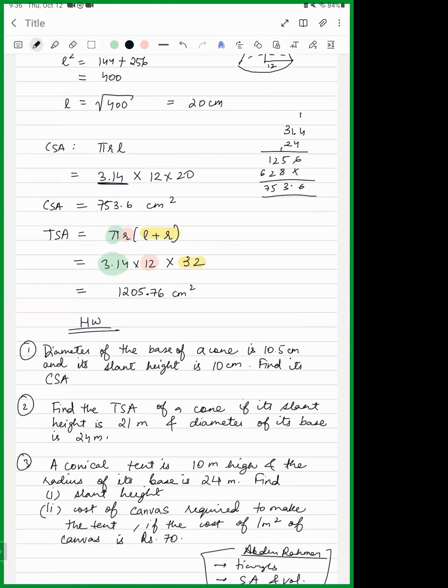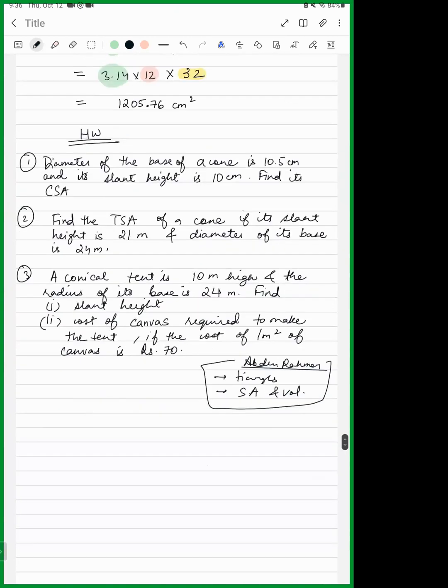Then let's come to the second question, which was: find the total surface area of a cone if its slant height is 21 meters and diameter of its base is 24 meters. Again, all you have to do is diameter by 2, that will give you the radius, and the formula of total surface area. You just have to put the values into the formula. Yes, Avni, what did you get? Ma'am, the final answer, right? Yes. 1244.57 meter square.